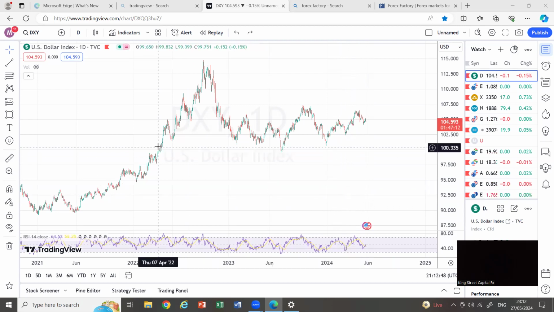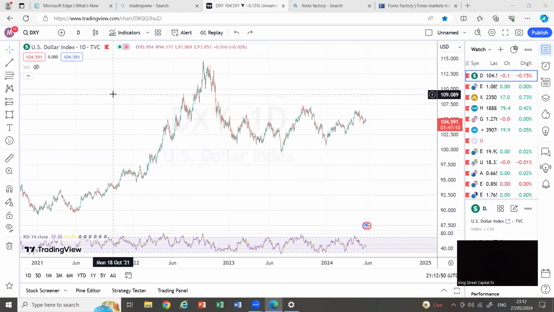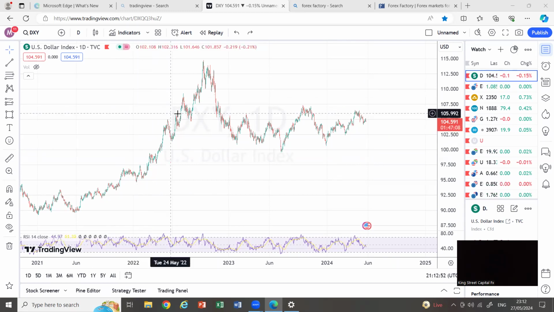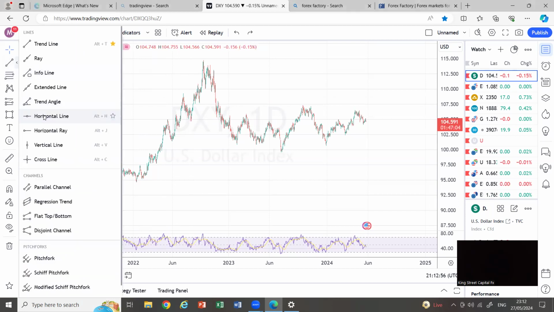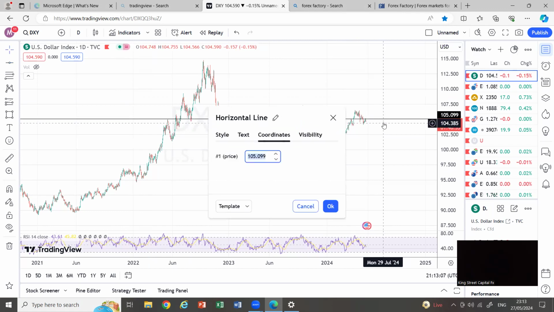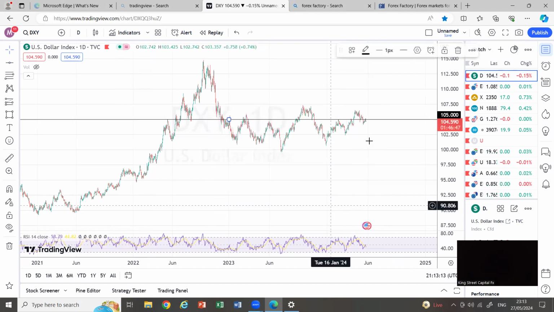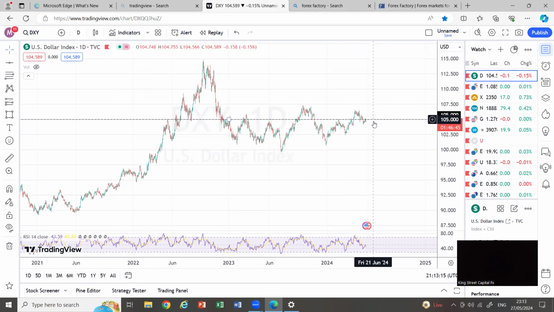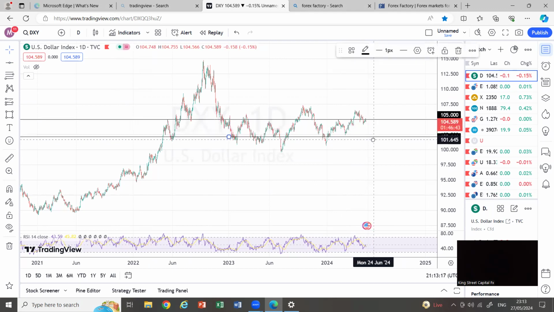All right, let's get right to it. We're starting off with the dollar index on the daily, first identifying our major levels. Let's start with 1.105, getting that to the number exactly. Our next level, we can use 1.02500.